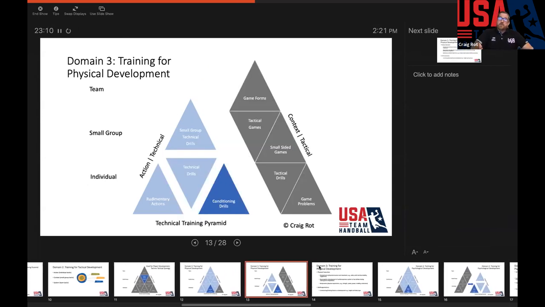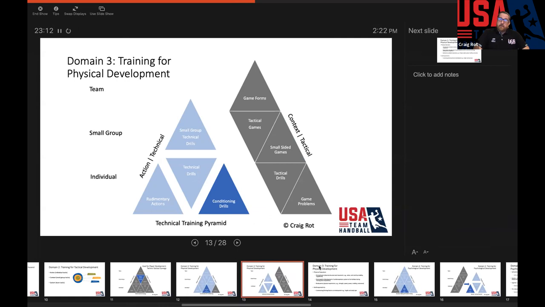Now I want to come back. So training for physical development. Now we're taking apart the technical training pyramid. We're looking at this one piece individually, the conditioning drills. As a coach, this matters. Because of space, I left it out, but this is coordination and conditioning. As a coach, you can work this into game-like tasks. You can move this into rudimentary and technical actions, but it's important. And improvement here has improvement everywhere for player development.